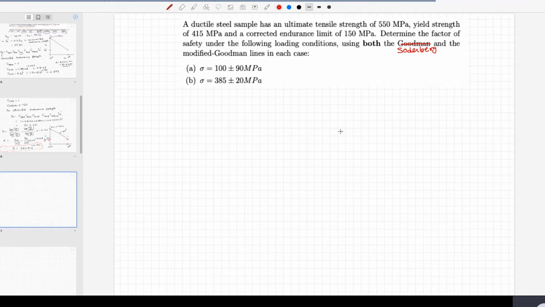A ductile steel sample has an ultimate tensile strength of 550 MPa, a yield strength of 415 MPa, and a corrected endurance limit of 150 MPa. Determine the factor of safety under the following loading conditions, these two loading conditions, using both the Soderberg and modified Goodman lines in each case.